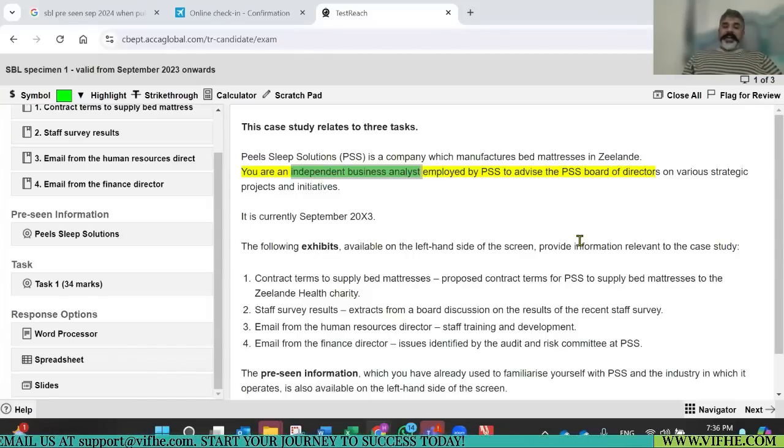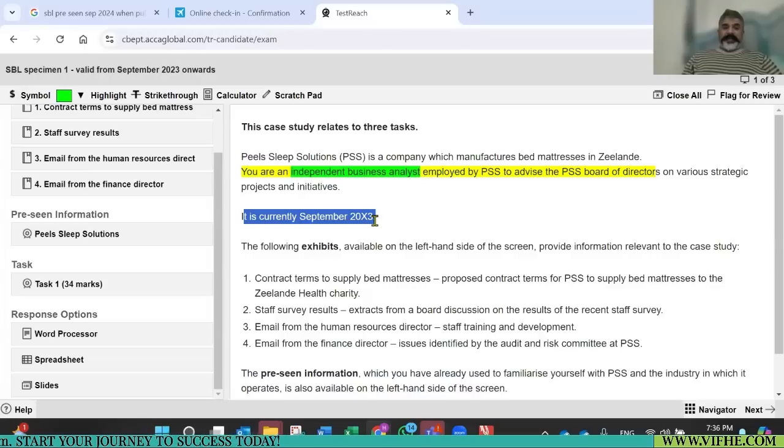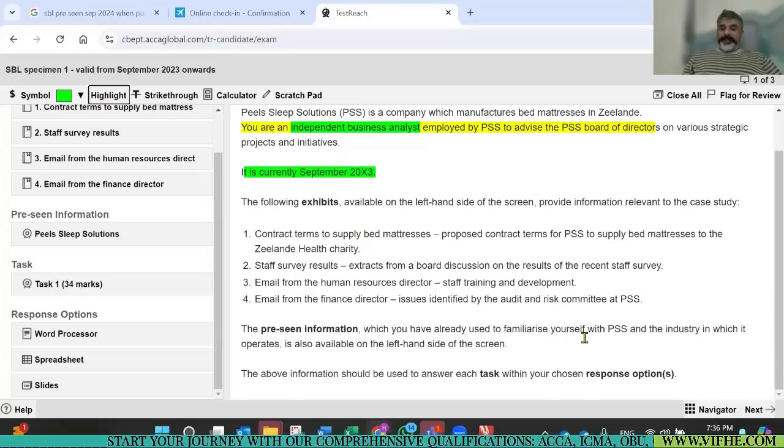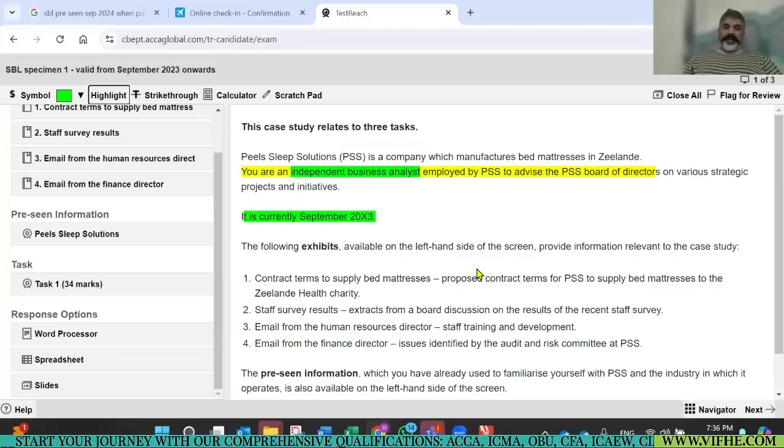Okay. Another important thing on the landing page will be the date. This date will be mentioned on the landing page, because in all the formats like report, briefing paper or email, you have to mention a certain date. So the date you will find on the first page, the landing page. Your role and the date will be on the landing page. Do not miss that out, okay? The rest is not really important.